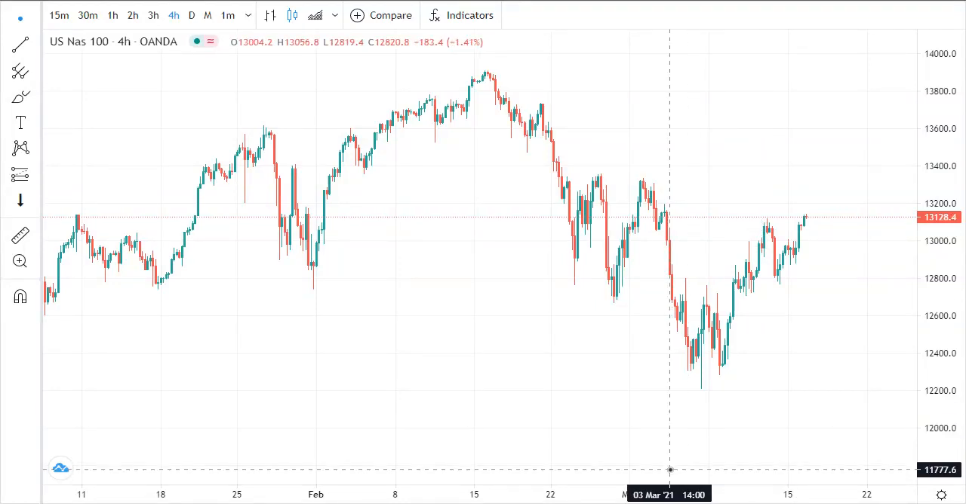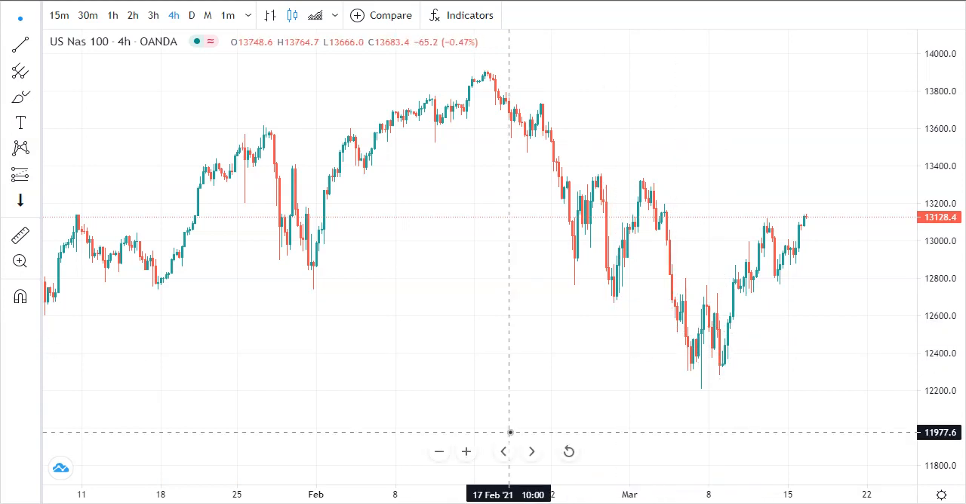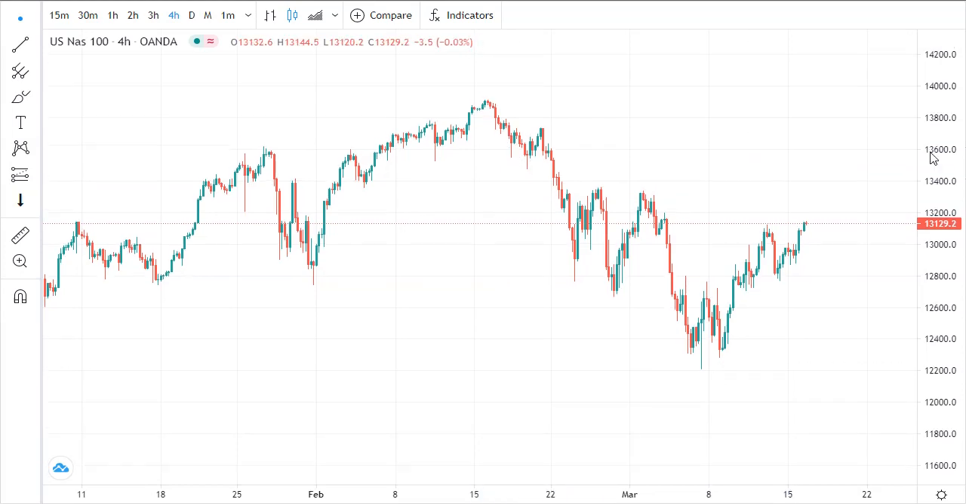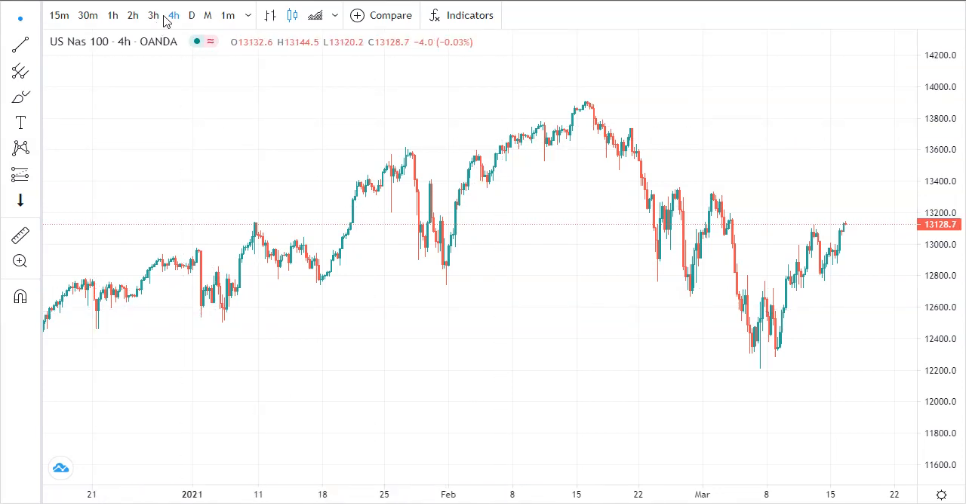It's Tuesday, so let's just go straight to NASDAQ 100 and US30. I will just start with NASDAQ 100. I'm on a 4-hour time frame. Please, when you do your analysis, start from a higher time frame. So I'm on a 4-hour time frame.